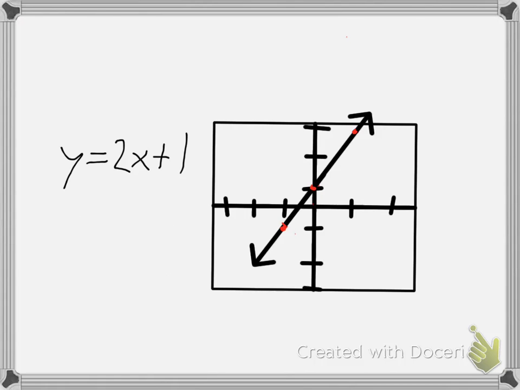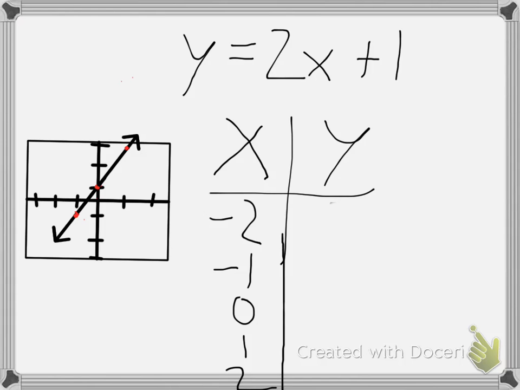And so now that we succeeded in creating this line for this equation, let's create an XY table just to make sure that we did this right. For our XY table, let's do the same thing we did before and plug in -2, -1, 0, 1, and 2. This is a little bit more tricky since we actually have a more complex equation.